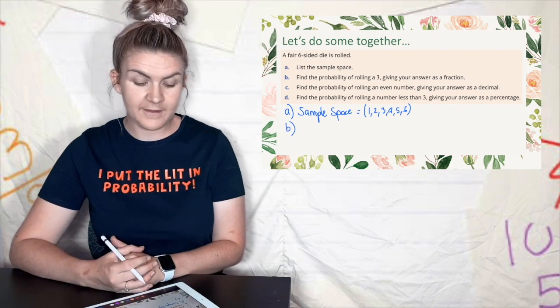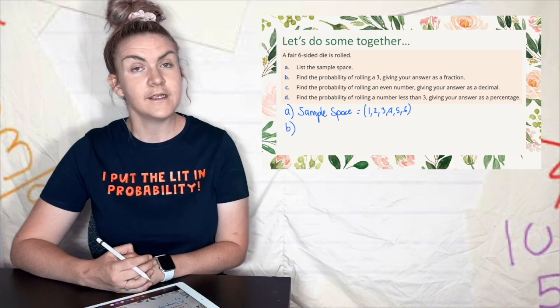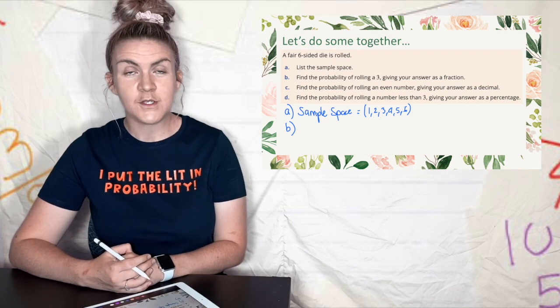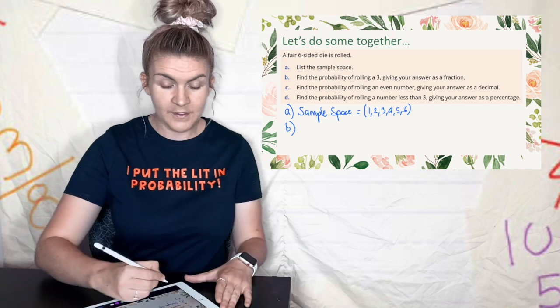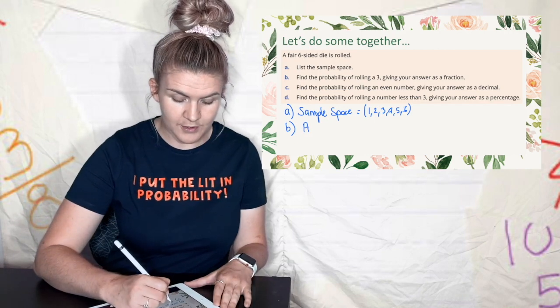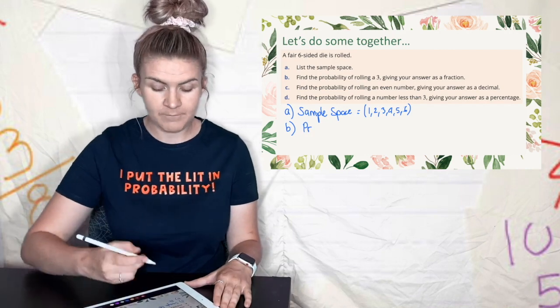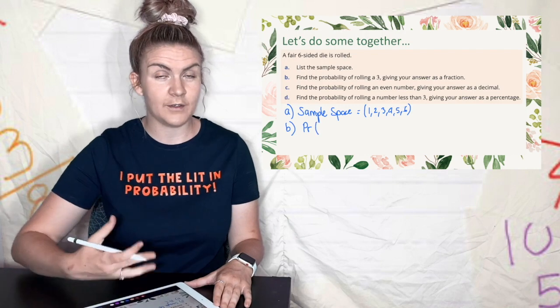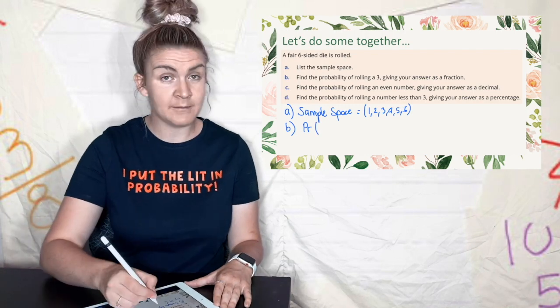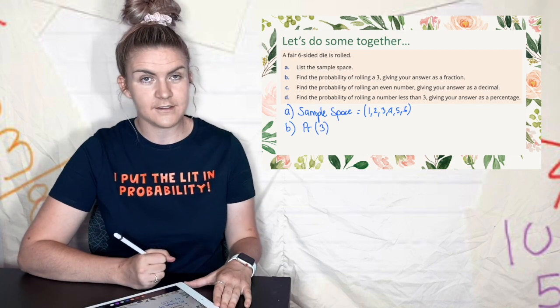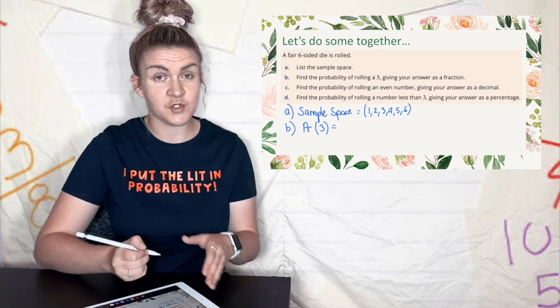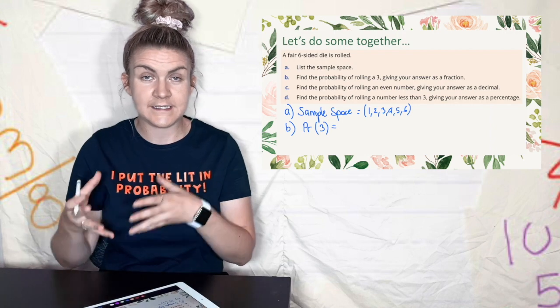B says, find the probability of rolling a 3, giving your answer as a fraction. So I've got to find the probability. Now I know my new formula. So I have to write PR to show that I'm finding the probability. Then I've got to write the event I want to analyze in brackets. And I'm doing rolling a 3. So I'm going to write 3 in brackets. Now we write equals because we're figuring out what the probability is equal to.